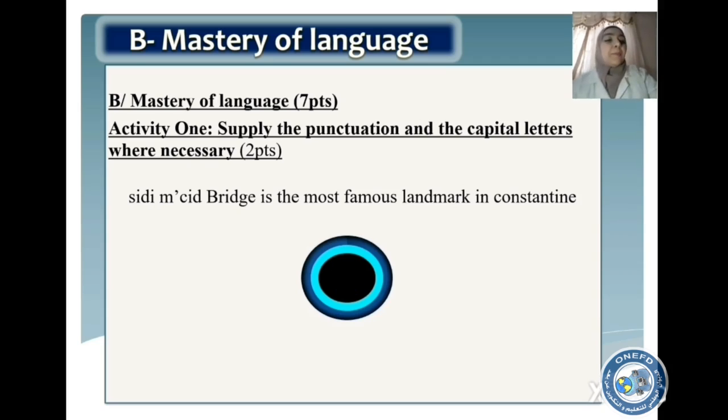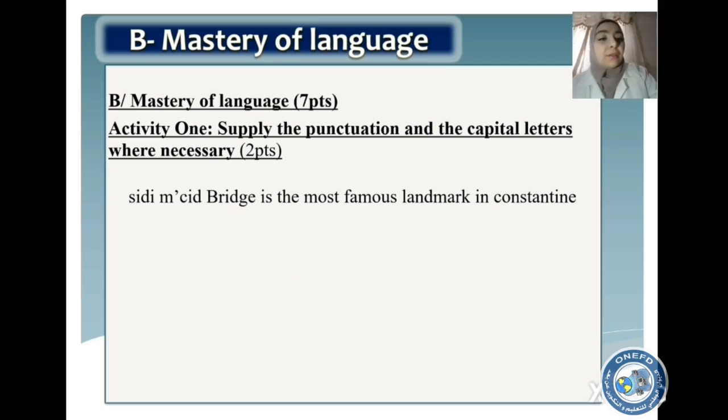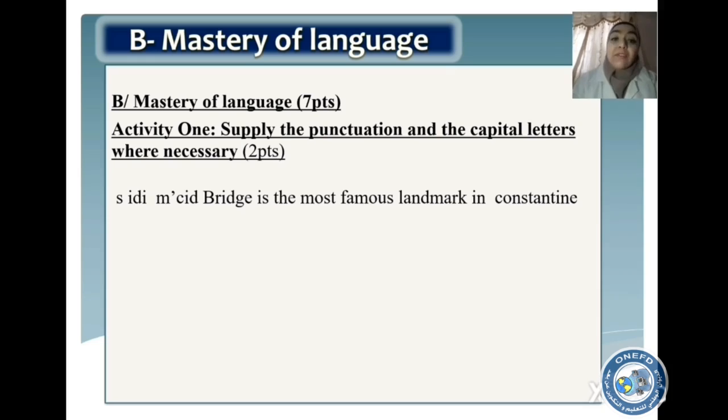Okay, so let's see the key to this activity. Sidi Msid Bridge is the most famous landmark in Constantine. Sidi Msid Bridge, what is it? It's a landmark. It should be written in capital letters. And the S is the beginning of a sentence. Besides being in the name of the landmark, it is the beginning of a sentence. So either way, it will be a capital S.